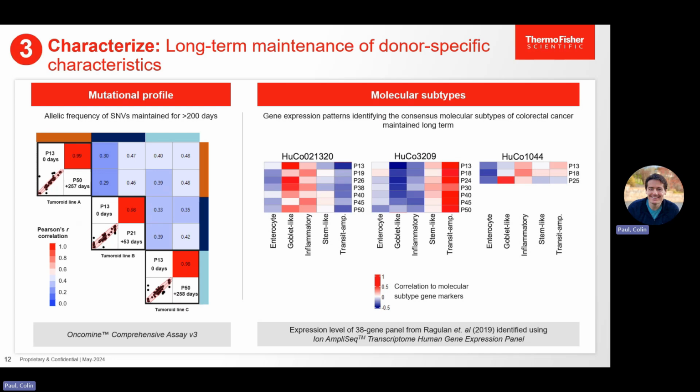Correlation analysis of the frequency of single nucleotide variants, or SNVs, identified using the OncoMine panel shows high correlation. These are all at 0.98 and above, between tumoroid banks at passage 13 and tumoroids after 53 to 258 additional days in culture. Additionally, this is a nice fingerprinting approach, as you can see that there's very little cross-correlation of SNV patterns between donors. Consensus molecular subtyping from gene expression data additionally demonstrates that colorectal cancer subtypes are maintained in a donor-specific manner long-term. You can see 3 donors on this slide. That occurs at different passage numbers as shown here. And a diversity of these different molecular subtypes are supported by the media system.